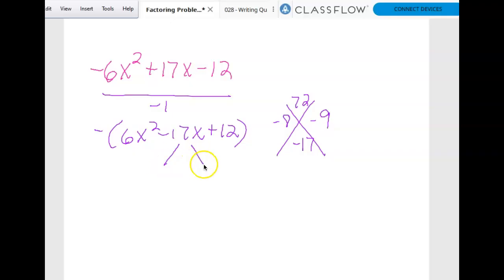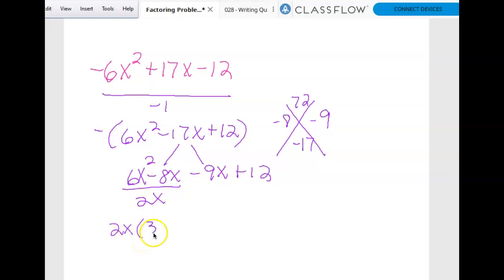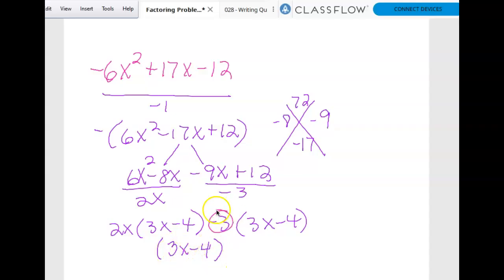So here, so my parentheses match. These were outside. And you have to bring the negative down. Okay, 2 more and then we're done.